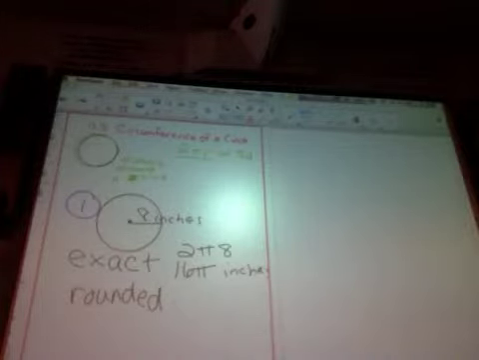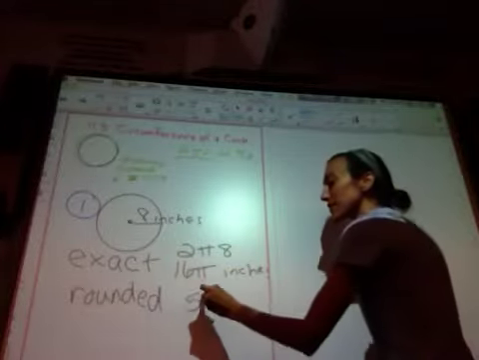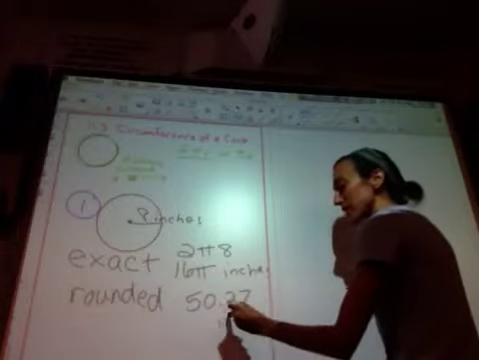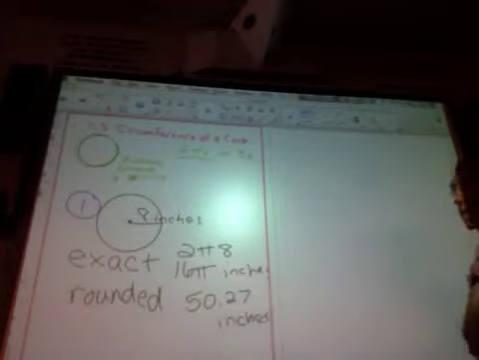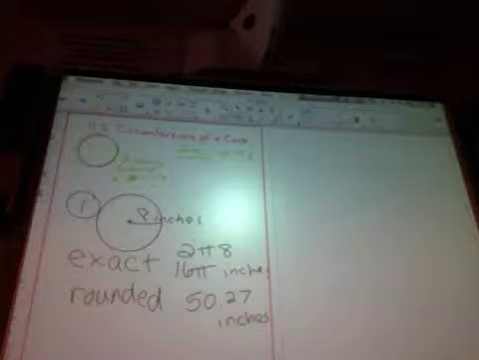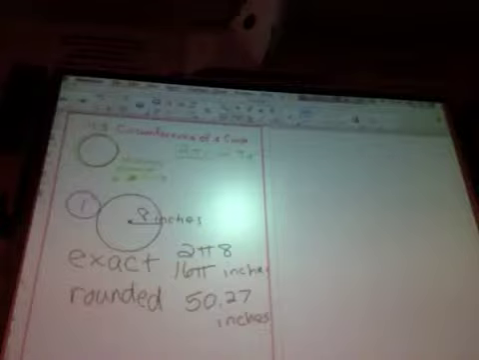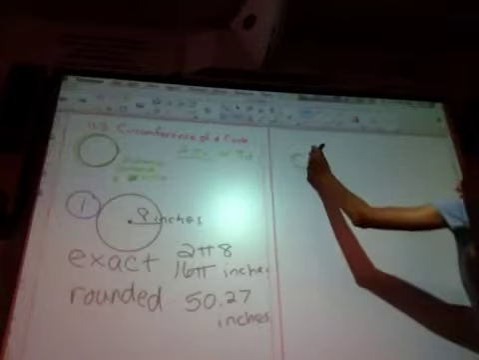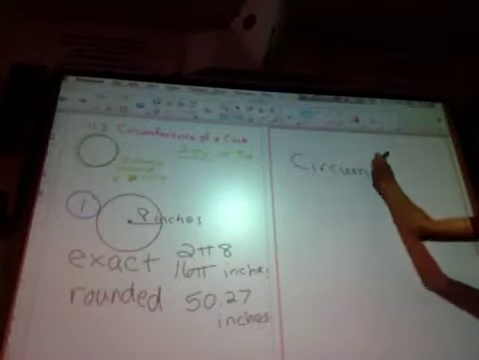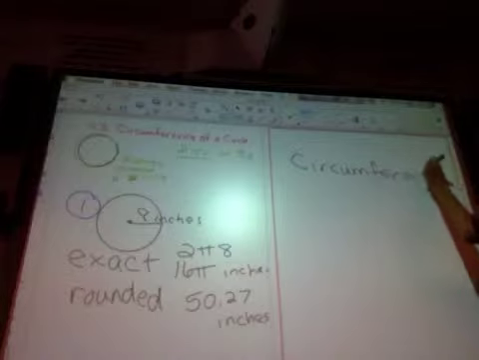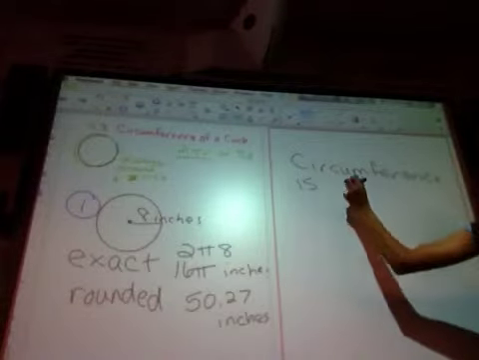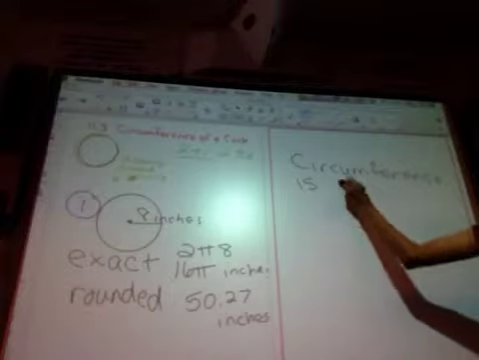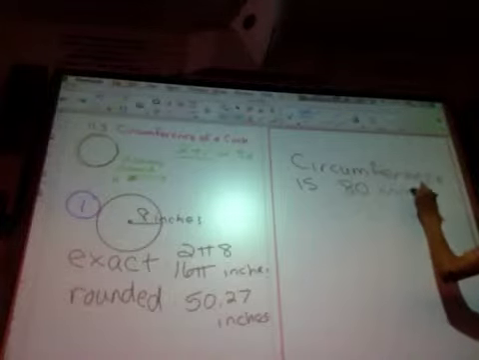Now, Cole, what's rounded? 50.27 inches. So you have to use a calculator to get that. Make sure you got that. Okay, example 2.